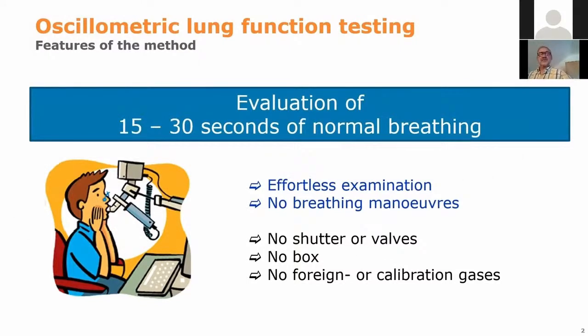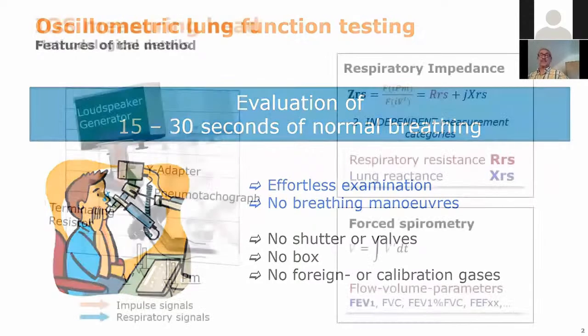So what I'm talking about now is oscillometric lung function testing, and that means nothing else than the evaluation of lung function in about 15 to 30 seconds of normal breathing. That means it's an effortless examination. There are no breathing maneuvers required. You have no shutter or valves, no box, no foreign or calibration gases like in the diffusion testing. So it's really simple, and that's why it is useful and can be applied in patients of any age.